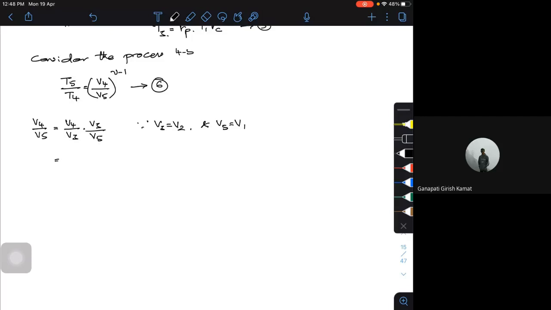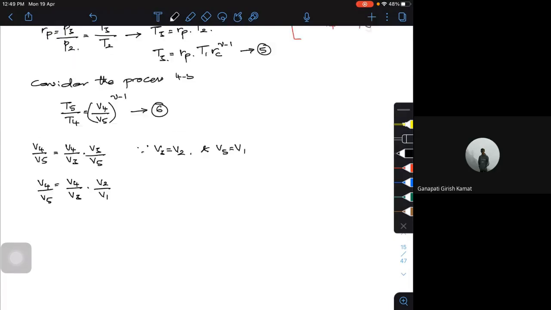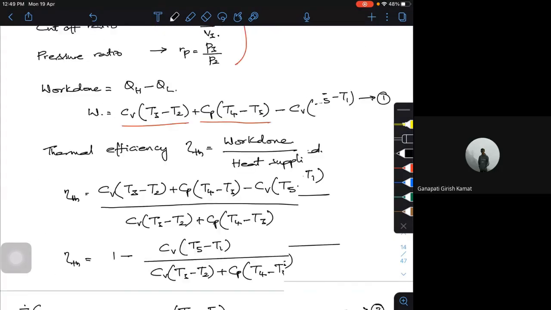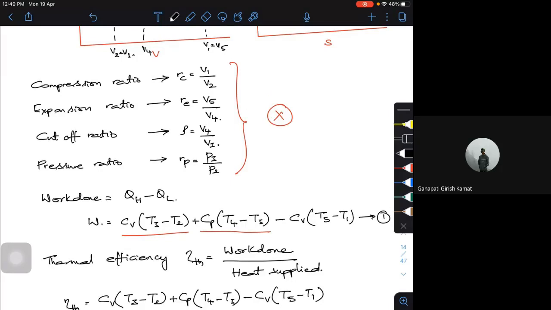So this will be V4 by V3, and V3 I'll write as V2 by V1. So this is V4 by V5. What is V4 by V3? If you go back and see here, it is rho. What is V1 by V2? It is compression ratio. I can write it as this expression.